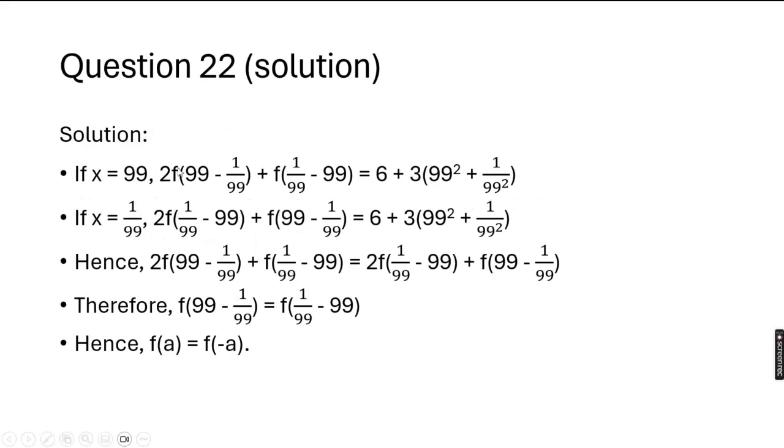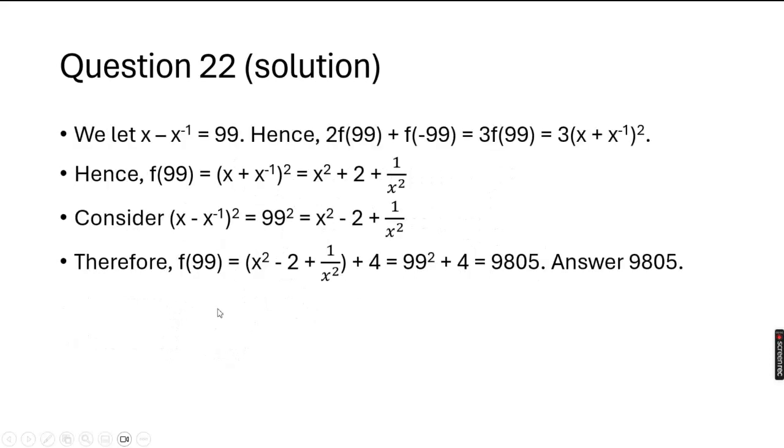If x equals 99, this expression here equals the right hand side of this expression here. And if you substitute 1 over 99, the right hand side expression is the same. Therefore, equation 1 left hand side equals equation 2 left hand side. Then you can conclude that f of a equals f of minus a. So we let x minus 1 over x equal 99. Hence 2 times f of 99 plus f of minus 99 equals 3 f of 99, which equals 3 times x plus 1 over x squared.